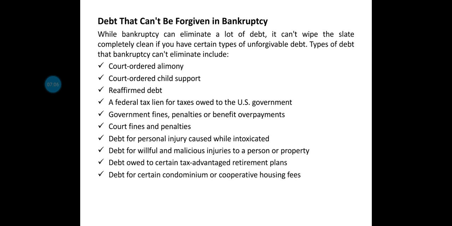There is a debt for willful injuries to a person or property. There is a debt owed to certain tax-advantaged repayment plans. And at the end, there is a debt for certain condominium or cooperative housing fees.